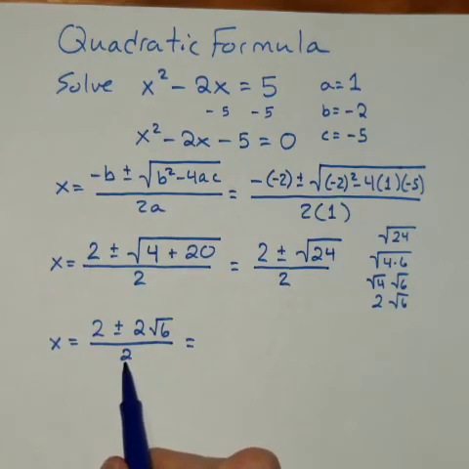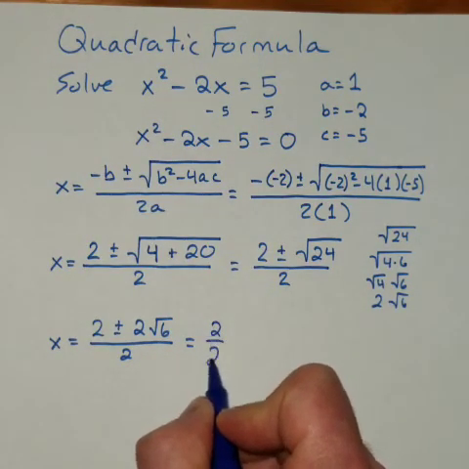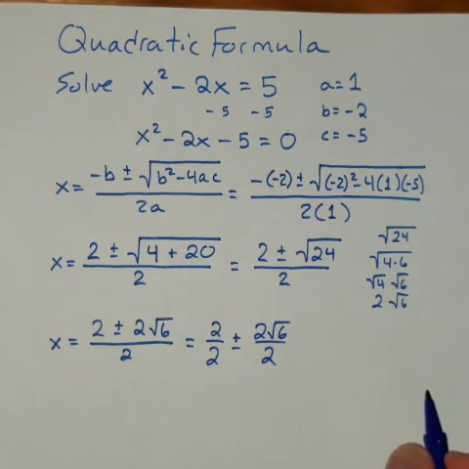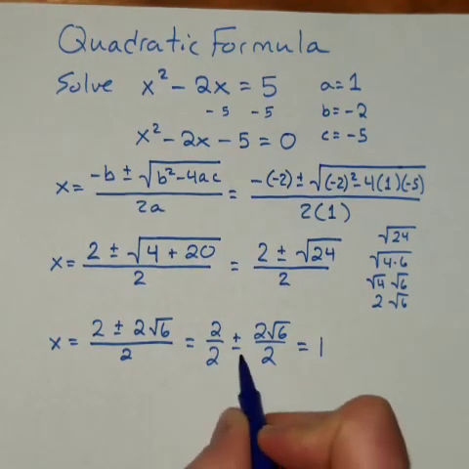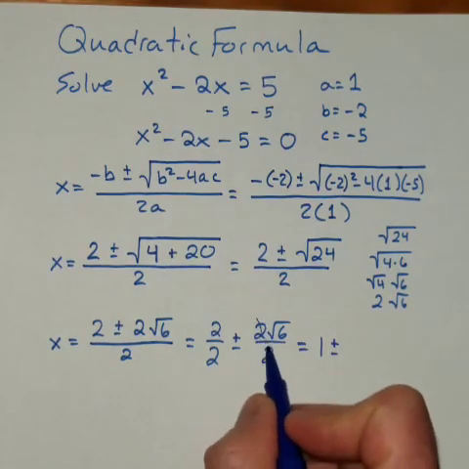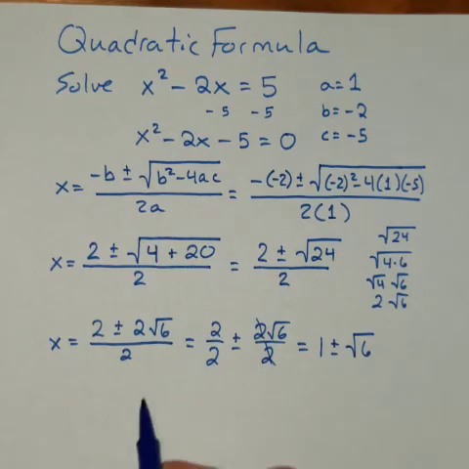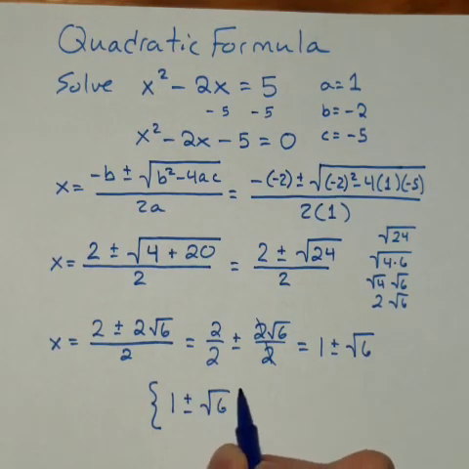All right, now this 2 on the bottom is dividing each of those terms on top, so it's actually going to distribute to both of them. I could write this as 2 over 2 plus or minus 2 root 6 over 2, and then simplify a bunch of the 2's out. All right, so 2 over 2 is 1. Plus or minus, and these 2's cancel as well, and I'm just left with square root 6. So my final answer as a solution set is going to be the two numbers 1 plus and minus the square root of 6. So one answer will have the plus, one answer will have the minus.